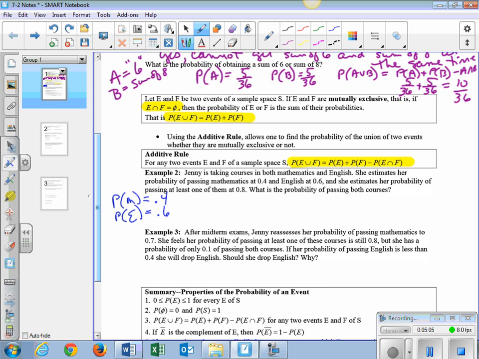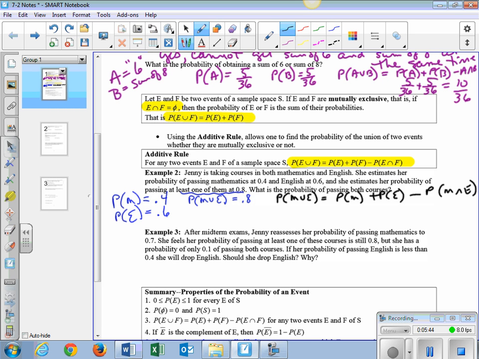She estimates her probability of passing at least one of them is 0.8. Now, it's real important that you understand that the probability of at least one of them is actually the probability of math or English. So that's one or the other or both, and that's 0.8. What is the probability of passing both courses? So I'm going to think about my additive rule here. I'm going to do the probability of math or English is equal to the probability of math plus the probability of English minus when they happen at the same time.